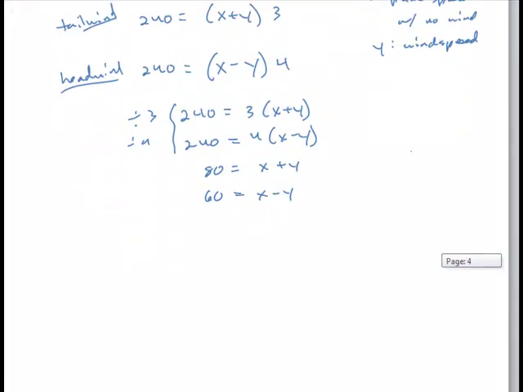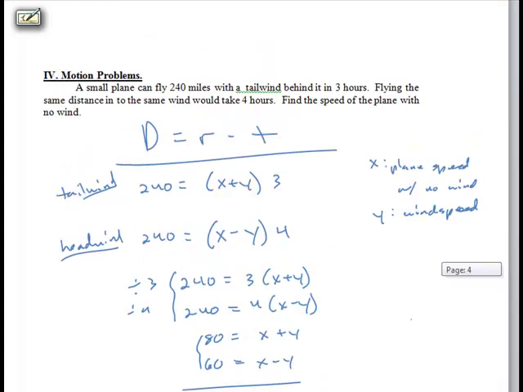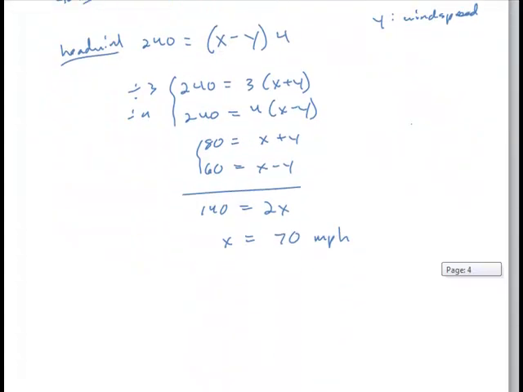So now when we add the two equations together, the y's eliminate, leaving us just x. x is equal to 70, which was the rate of the plane with no wind, so 70 miles per hour. And that's all the problem was asking us to find, the speed of the plane with no wind. So at this point, we're done.